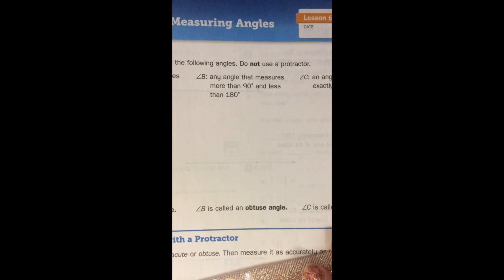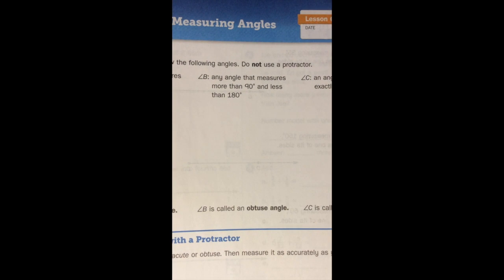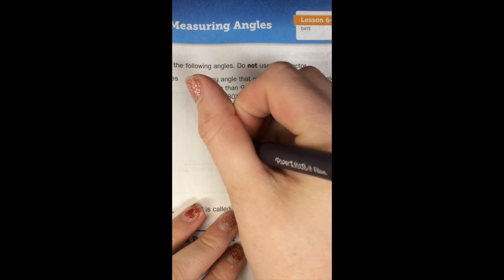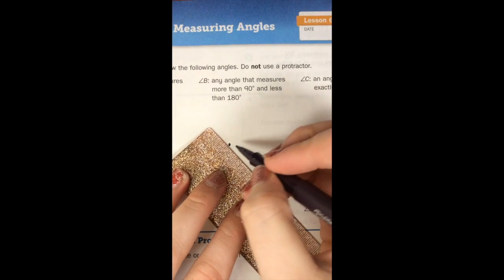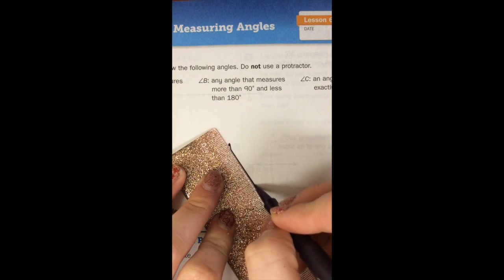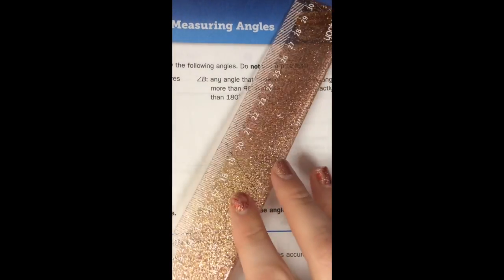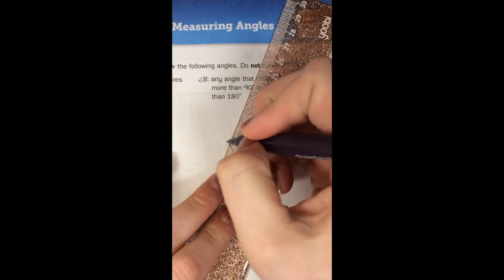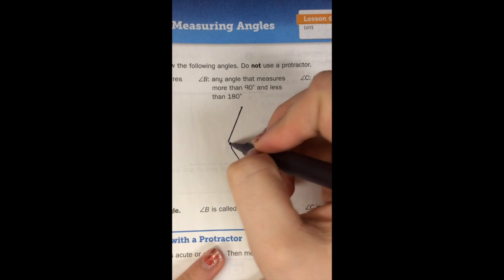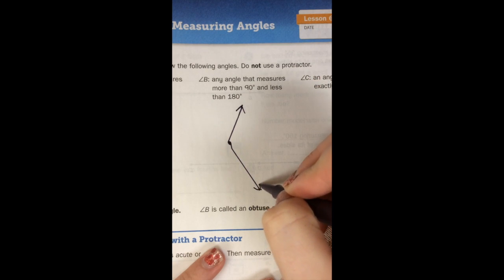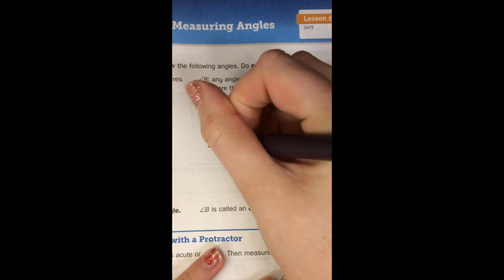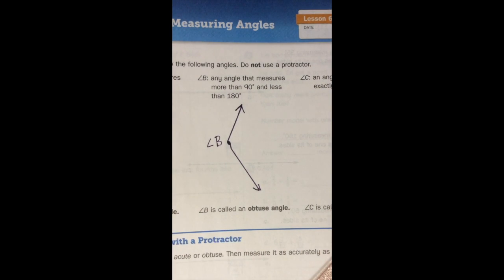Now I'm going to do B. So any angle that measures more than 90 degrees and less than 180 is going to be an obtuse angle. So once again, I'm going to draw my little point. And I'm just going to draw a line up to here, and a line up to here. Okay. This is a little better. Okay. This is angle B. And this is an obtuse angle, right?